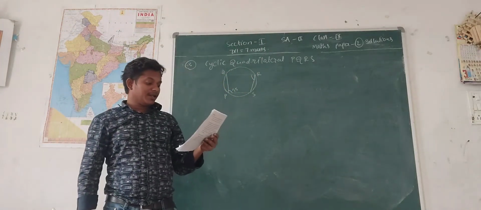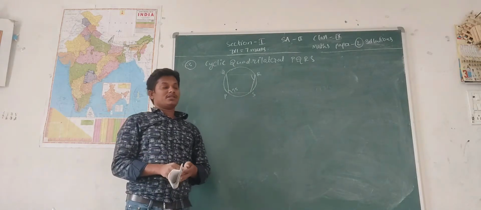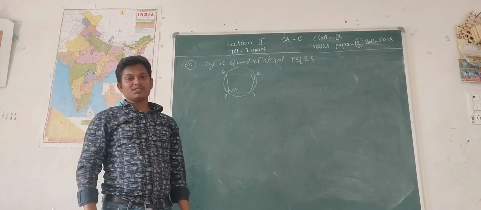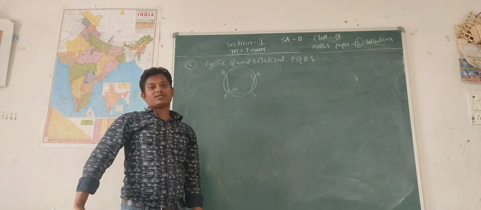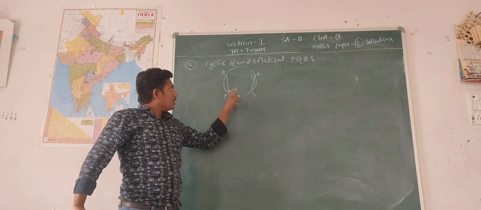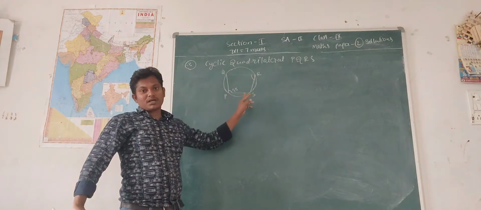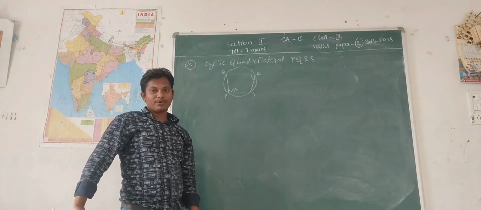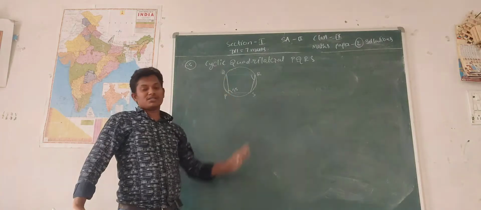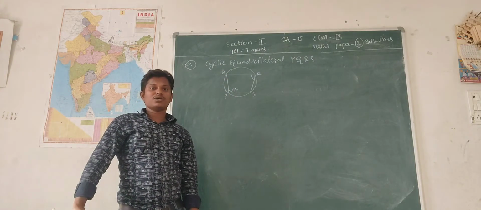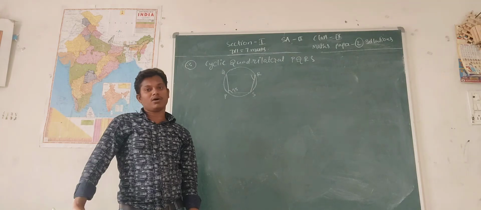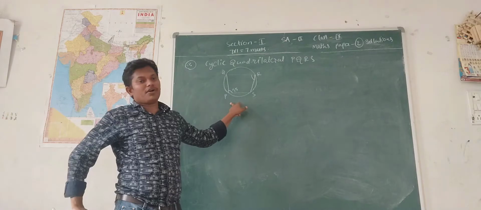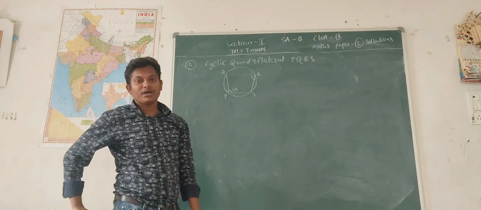The cyclic quadrilateral PQRS. Okay, this is cyclic quadrilateral PQRS. Cyclic quadrilateral means all the vertices of this quadrilateral lie on the circle, okay, and vertices are touching at the circumference, which means all four vertices are touching the circumference, okay, that is cyclic quadrilateral. So next one, we have given angle P is given 55 and we have to find angle R, okay.